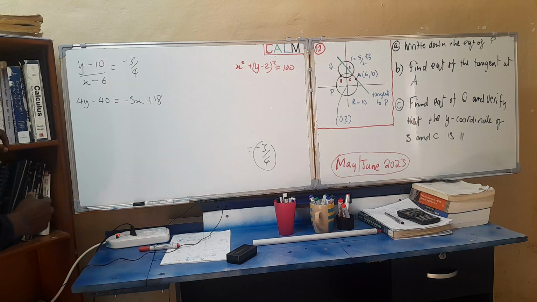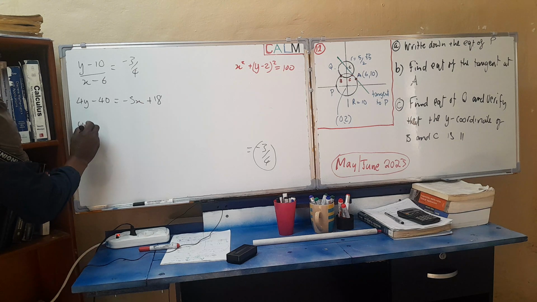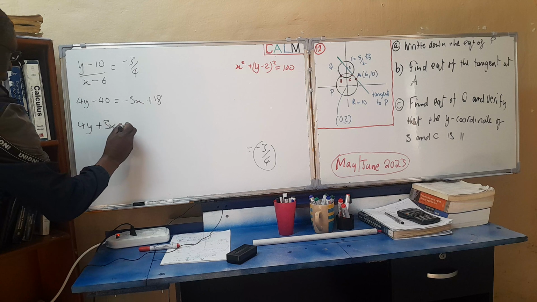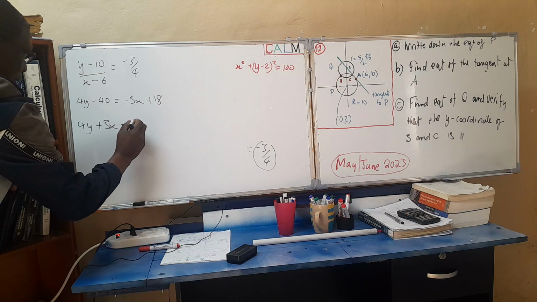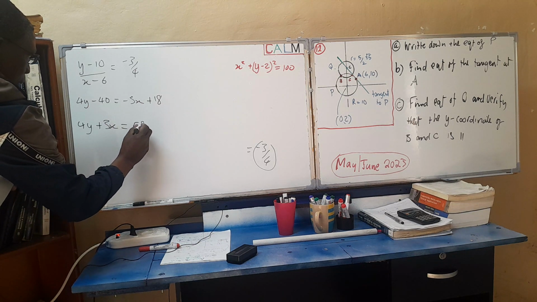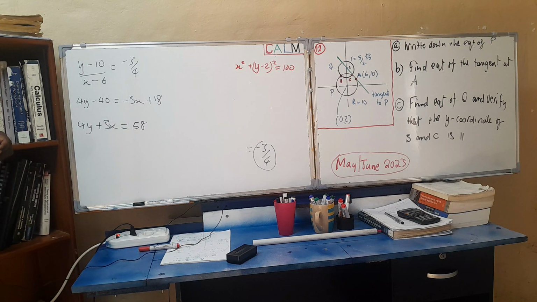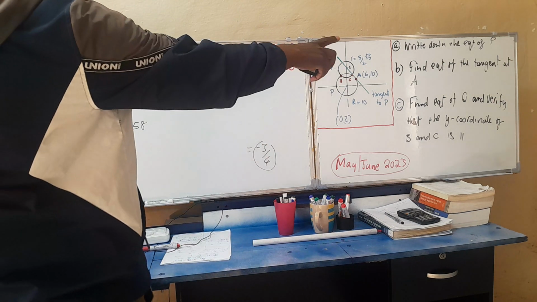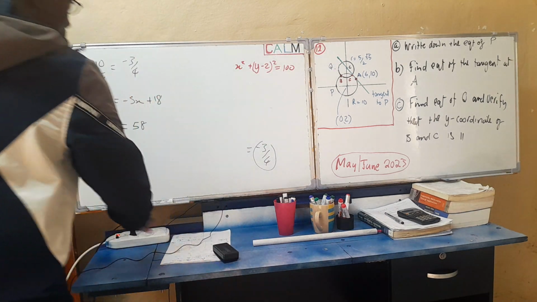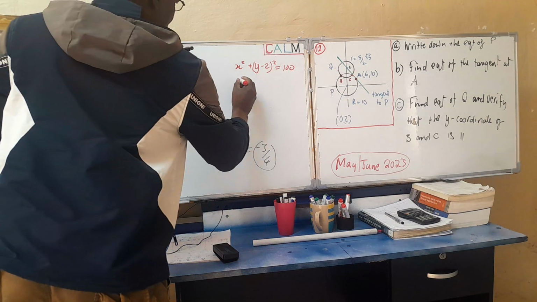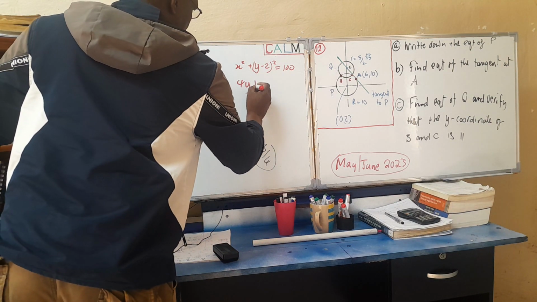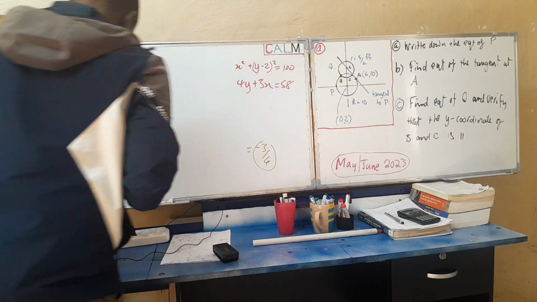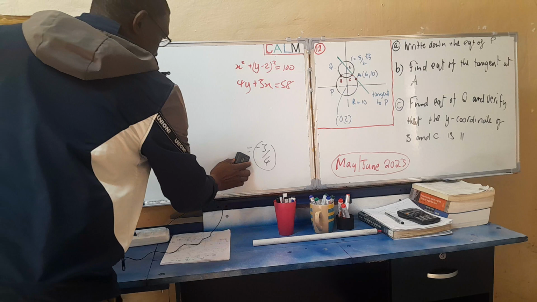Okay, I take the x to the side. I will have 4y plus 3x is equal to 40 plus 18, which is 58. That is the equation of the line. Find the equation of the tangent. That's the equation of the line. Let's book it here somewhere. So it's 4y plus 3x is equal to 58. Okay, that answers question B.